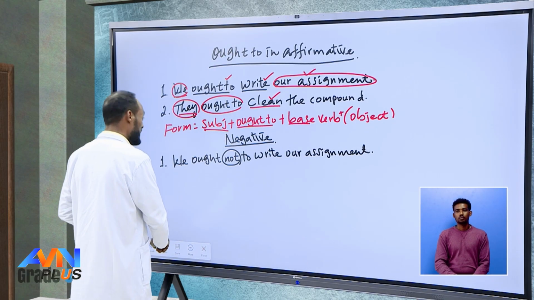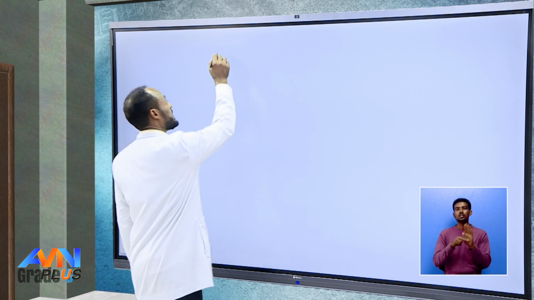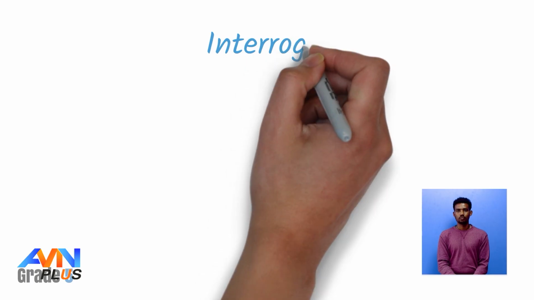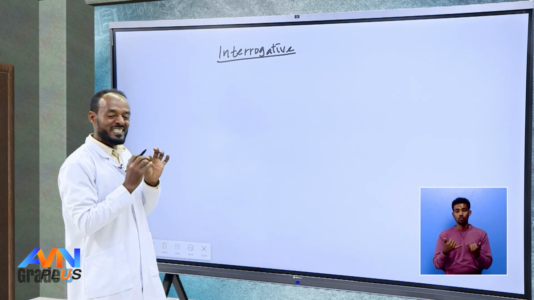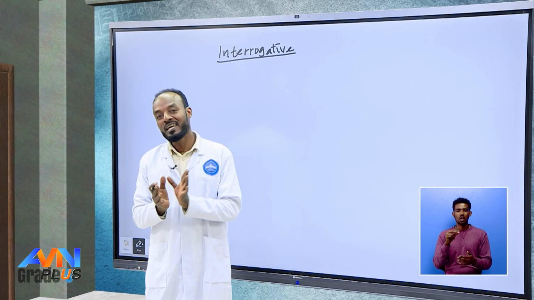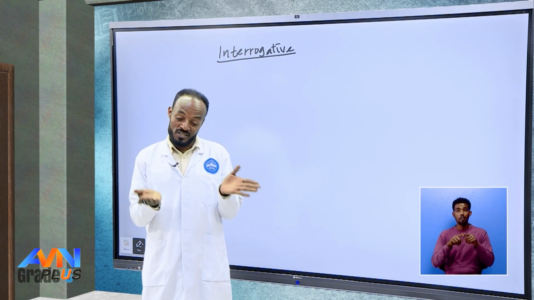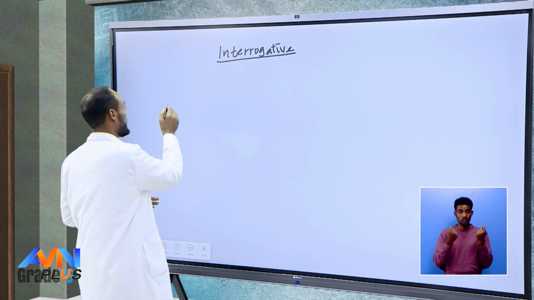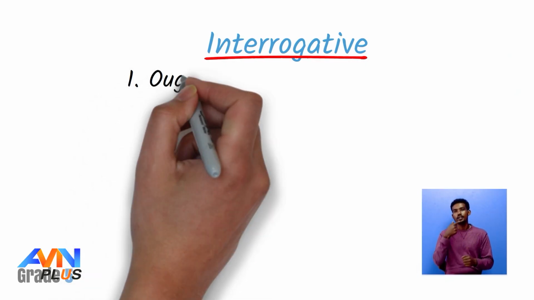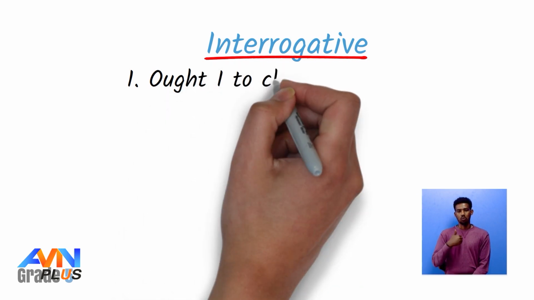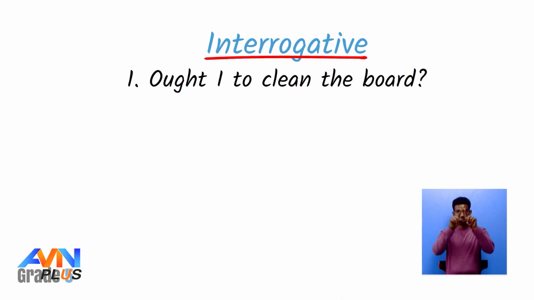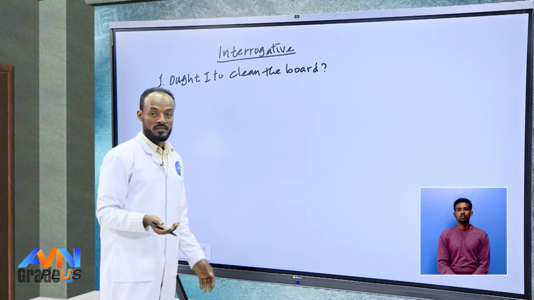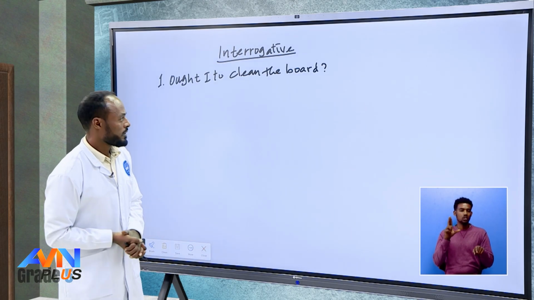Okay, what about the interrogative form of ought to? Still, ought to is not this much common in English to use in interrogative form. But sometimes still it is possible. Is it clear? For example, we can say, ought I to clean the board? Here, clean the board. Still it is possible, but it's not this much common.